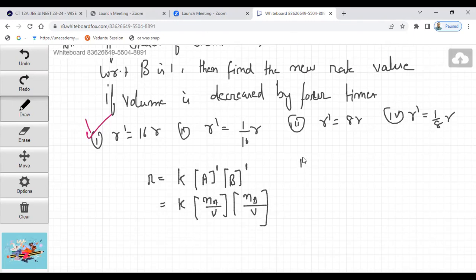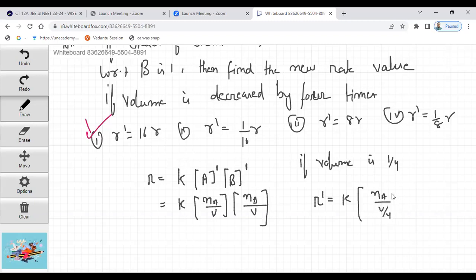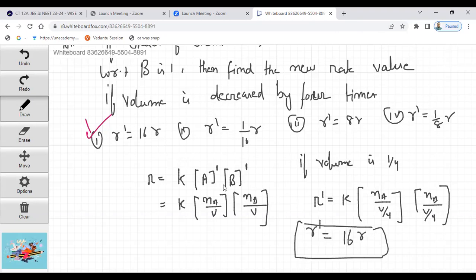If the volume becomes V by 4, then R dash will be equal to K into nA divided by V by 4, similarly nB divided by V by 4. So 4 will be multiplied, 4 will be multiplied, and this value will be 16 into R. Option A is the correct answer. Hope you understood this concept.